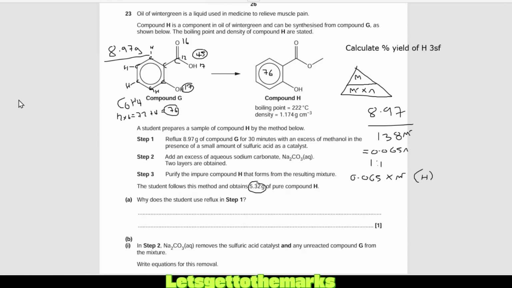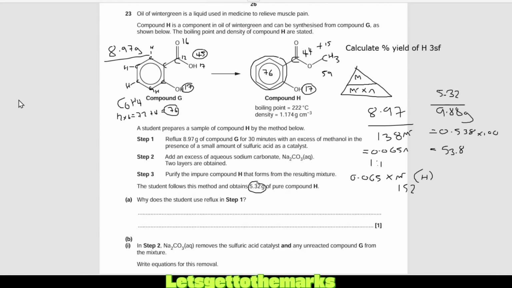So I now need to just rearrange the Mr equation and do moles times the Mr, which is 152 for H, and I'll get the maximum mass that I should make, which is 9.88 grams. My actual mass was 5.32, so 5.32 over 9.88 times 100. I get 53.84. 3 s.f. is 53.8. There we go.